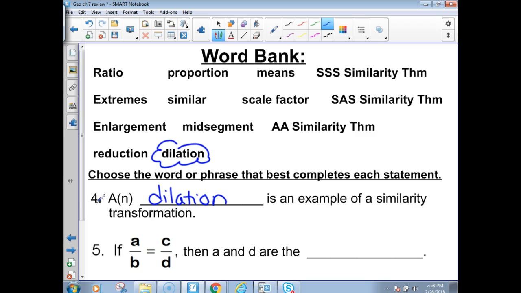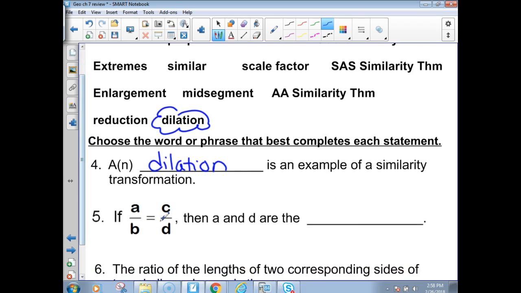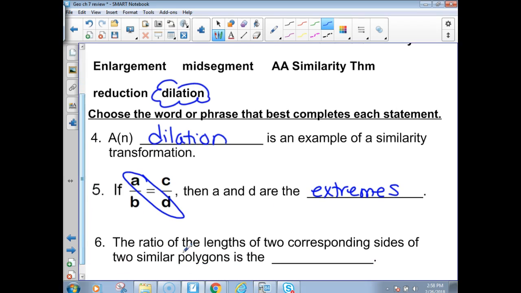Okay, and 5, if A over B equals C over D, then A and D are called, they're on the outside, those are the extremes. B and C would be the means. And 6, the ratio of the lengths of two corresponding sides of two similar polygons is called the scale factor. That's when you compare the lengths of two corresponding sides.